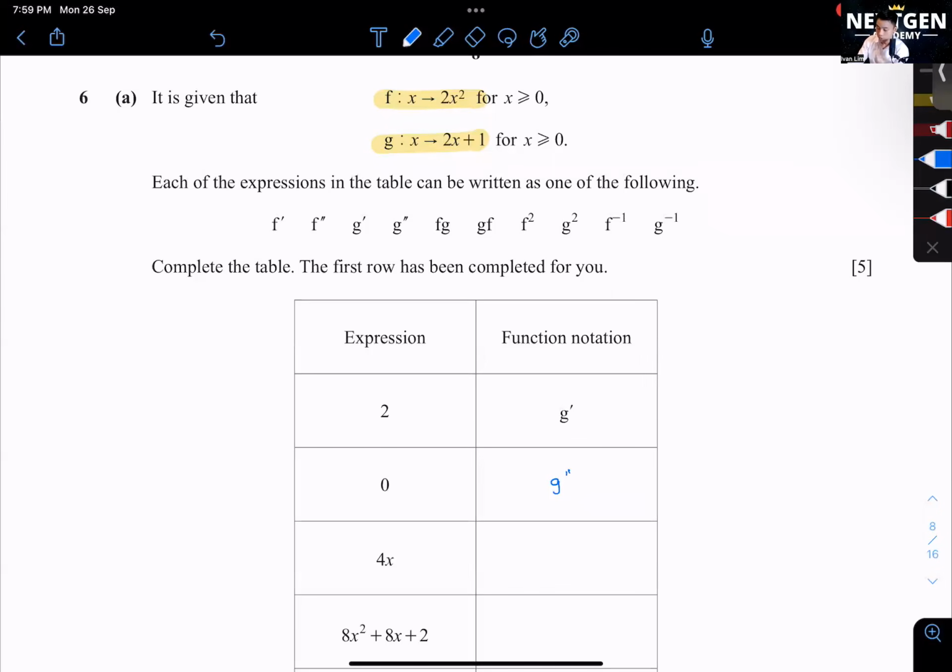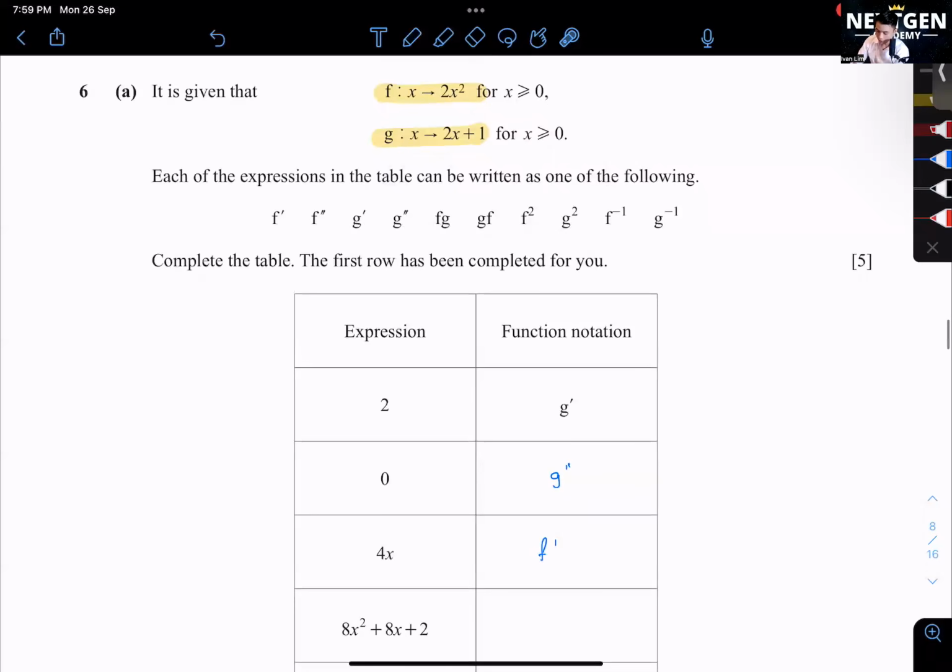For f prime, when I differentiate 2x squared, how can I get 8x squared plus 8x plus 2? Some of it, if you cannot see it that obviously, you just have to try it first. Okay, you just have to try it first.